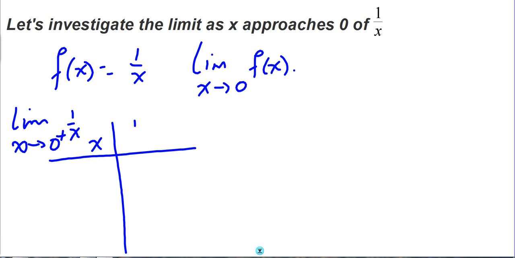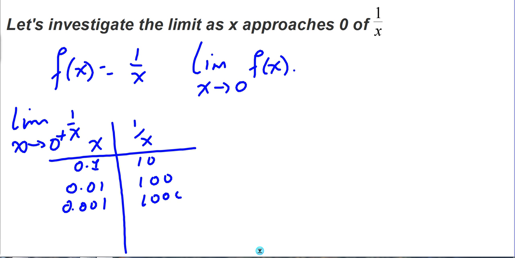X, 1 over x. So we will start with, let's say, 0.1. 1 over x will be 10. 0.01, 100. 0.001, 1000. We now see that 1 over x is getting bigger and bigger. So let's get even closer to 0.